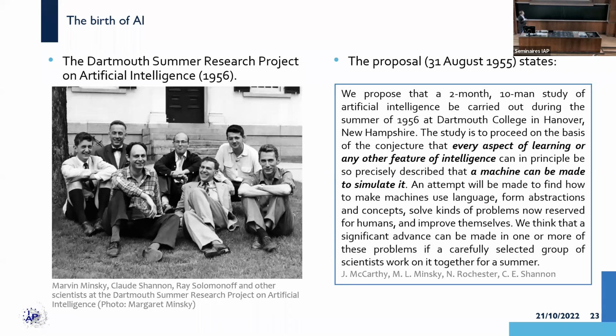They write, the study is to proceed on the basis of the conjecture that every aspect of learning or any other feature of intelligence can in principle be so precisely described that a machine can be made to simulate it. An attempt will be made to find how to make machines use language, form abstractions and concepts, solve kinds of problems now reserved for humans, and improve themselves. And we think that significant advance can be made if a carefully selected group of scientists work on it together for a summer.